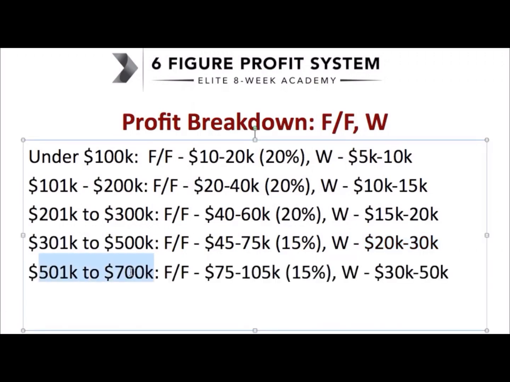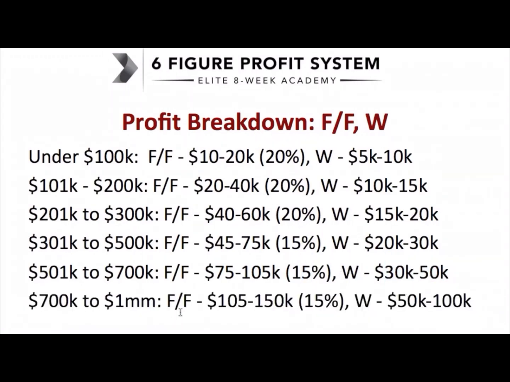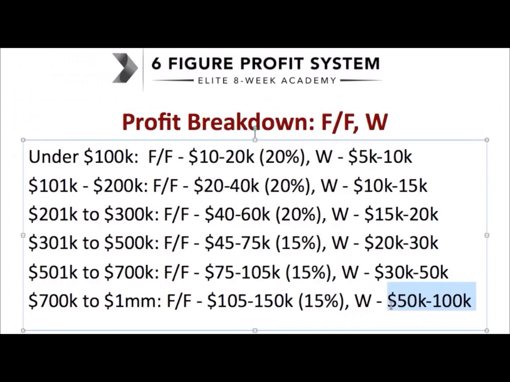If we go 5 to 700,000, you should be making 75 to 105 on your fix and flip profits at 15%. And wholesaling between 30 and 50. And your highest price point in the market, 7 to $1 million, you should be making 105 to 150 on a fix and flip at 15% profit margin, or 50 to 100 on a wholesale. Pretty sweet, huh? Imagine doing that, wholesaling a deal, making 50 to 100.